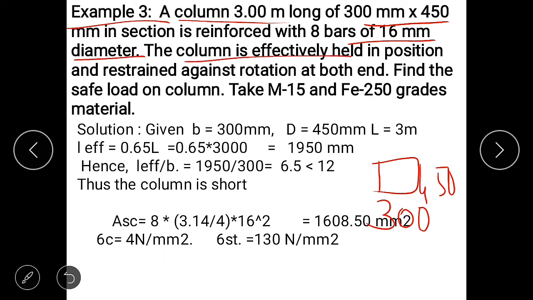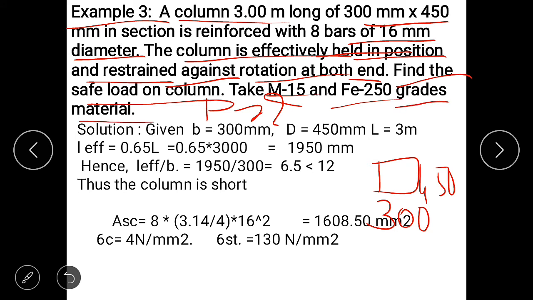The column is effectively held in position. Here one condition is given for length: a column is effectively held in position and restrained against rotation at both ends. Find the safe load on column. We have to find here P, the safe load. M15 grade of concrete is given and Fe250 grade of steel is given. So solution, we have to find P, safe load on column.